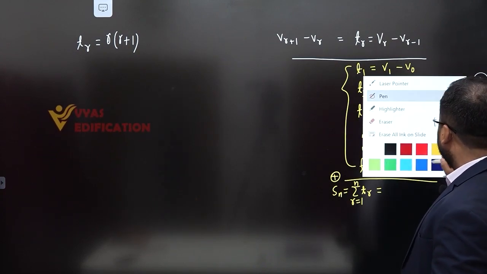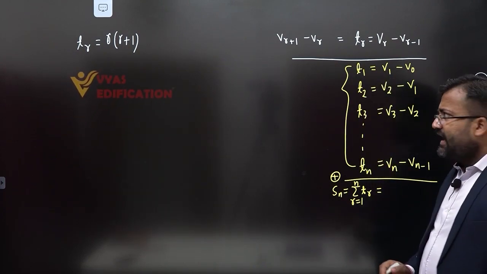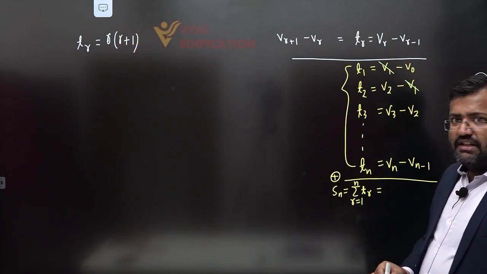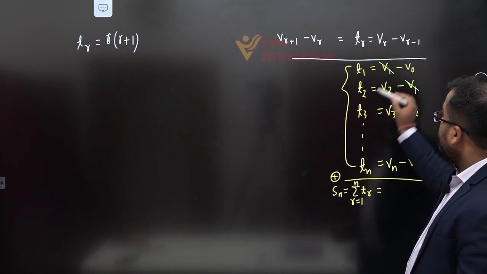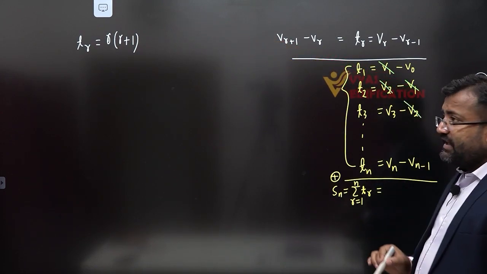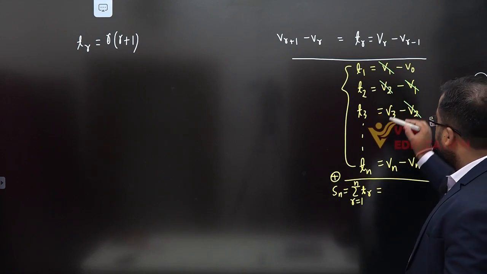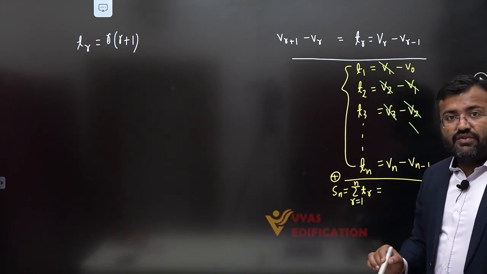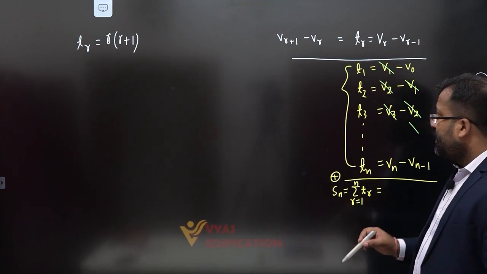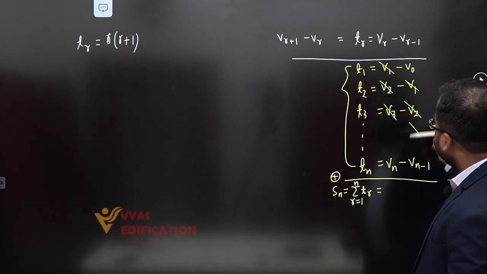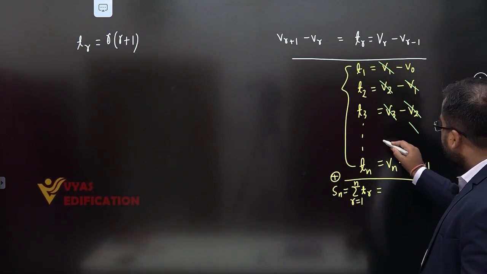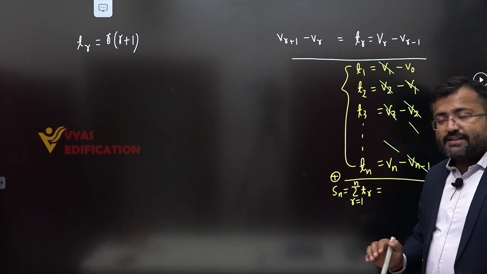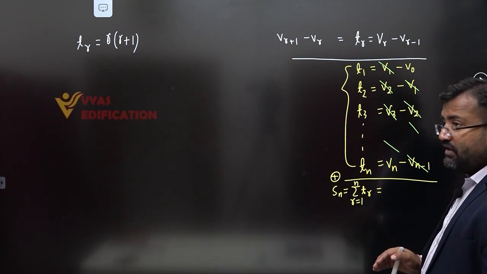And do you see that this plus V1 and this minus V1 will get cancelled? Yes. This plus V2 and minus V2 will get cancelled. Similarly, plus V3 over here, and in the next term you get minus V3, which will get cancelled. If you continue further, just like this, Vn minus 1 will cancel with the Vn minus 1 in the previous term. Okay. So what remains?